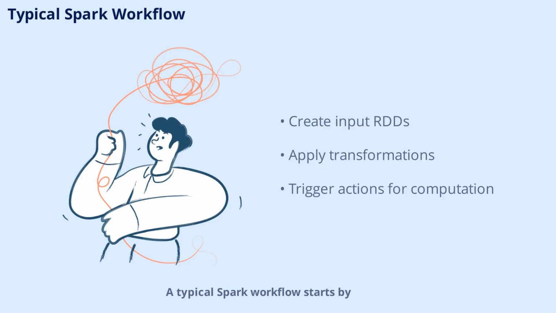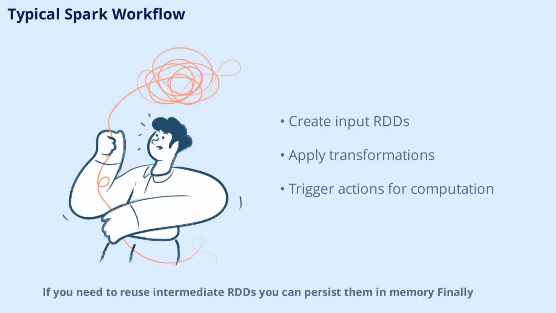A typical Spark workflow starts by creating input RDDs from external data sources. Next, you apply transformation operations like map or filter to generate new RDDs based on your business logic. If you need to reuse intermediate RDDs, you can persist them in memory. Finally, action operations like count or collect trigger the computation, launching parallel processing across the cluster. This workflow enables efficient and scalable data analysis.